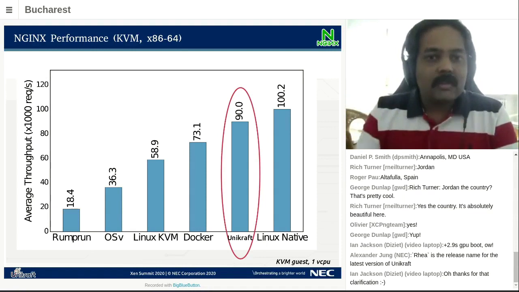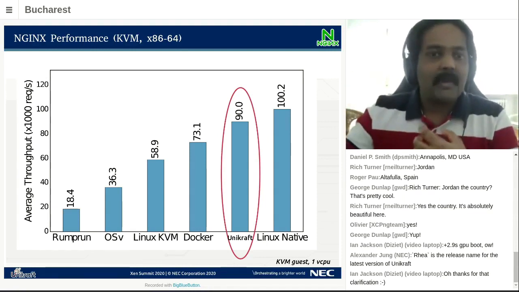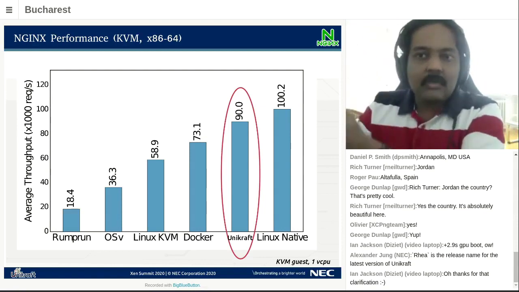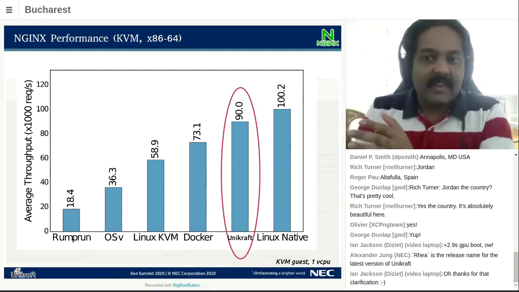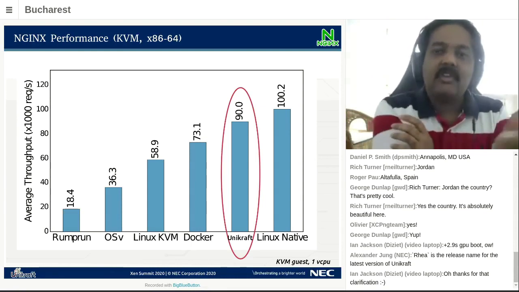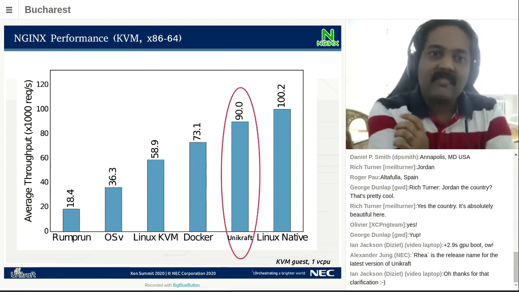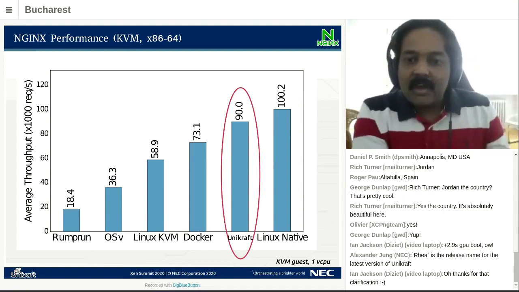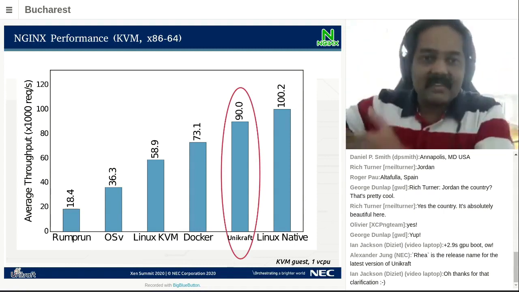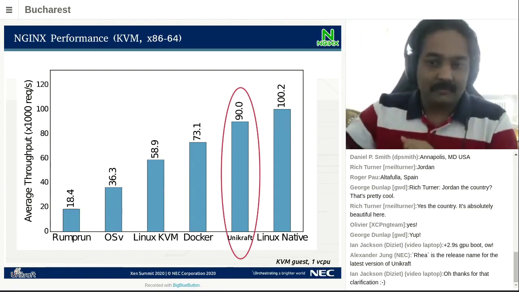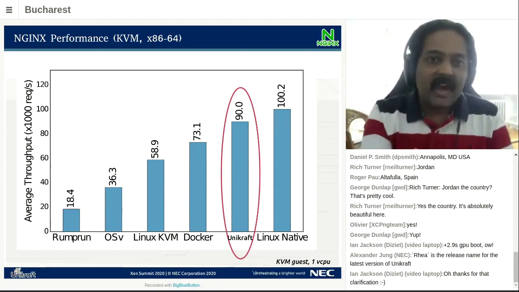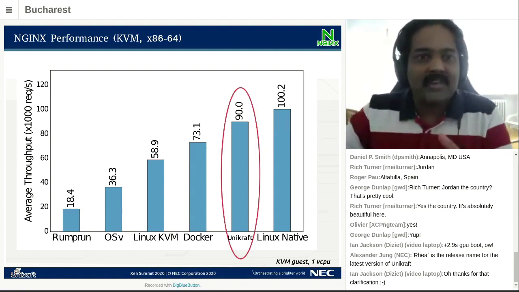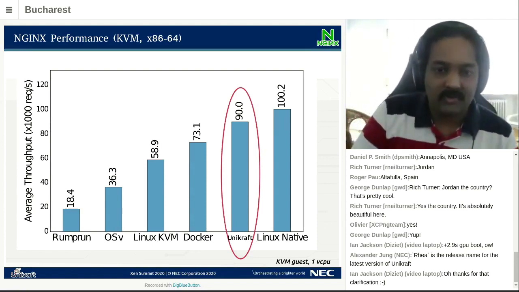And with that, what we are able to show here is that we are able to match a Linux application in terms of the number of requests per second. And if you compare with Docker or a Linux KVM application running NGINX, we are at least twice as fast as a Linux VM. And if you compare it with other unikernel projects like OSv or Rumprun, we are 2 times faster in terms of throughput itself.